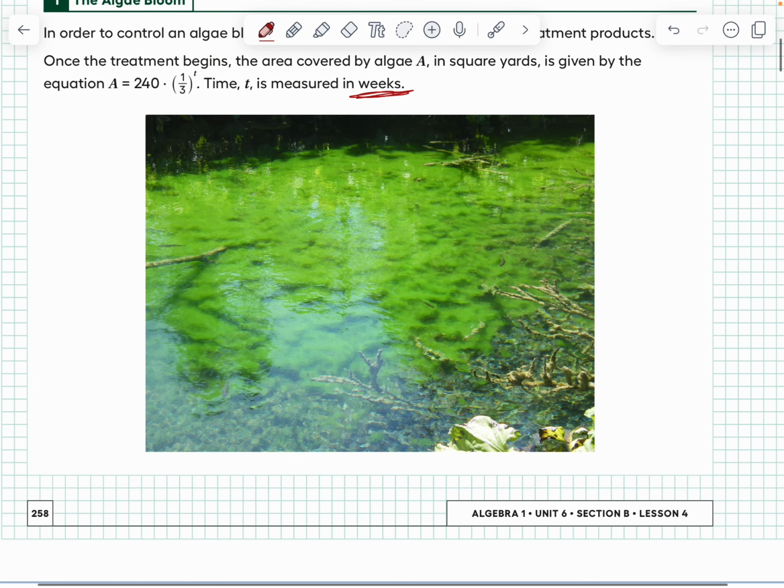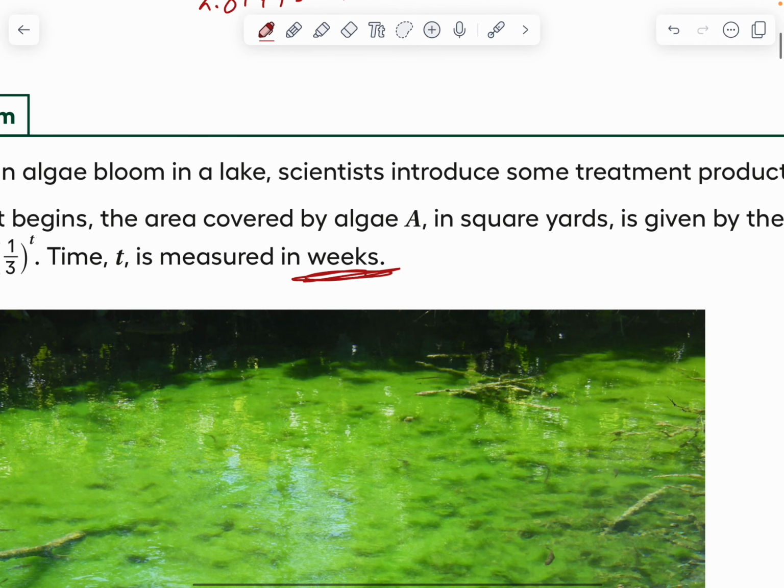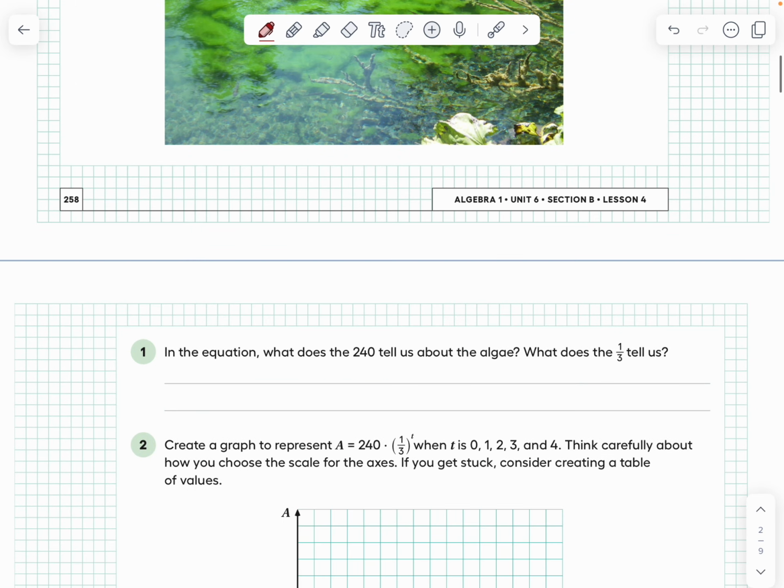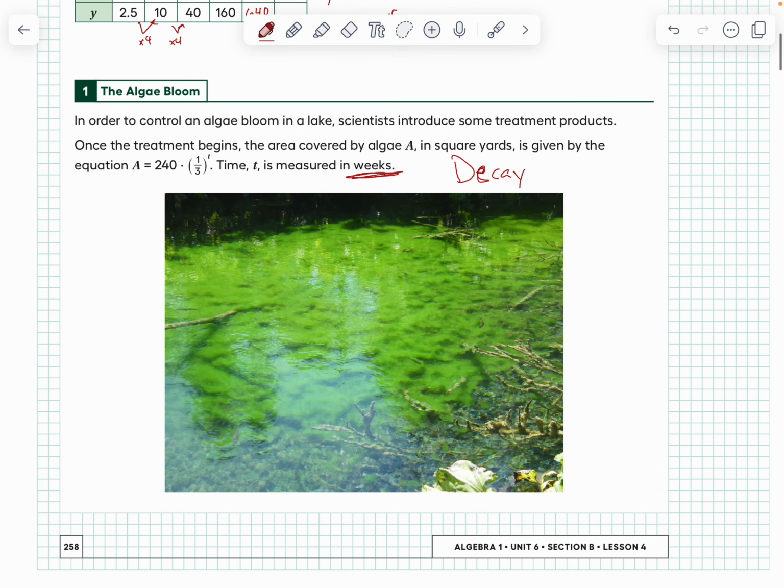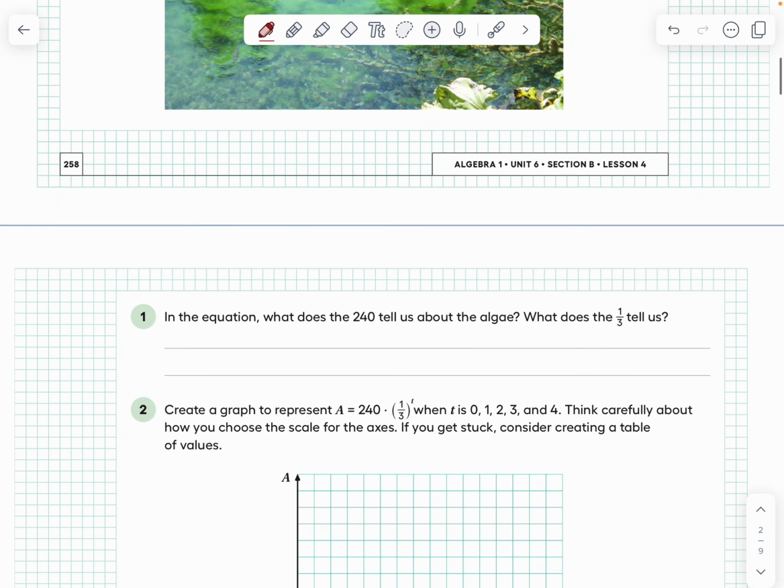Okay, so what they're doing is they're killing off the algae. We would call this decay. This is what we're focusing on today, exponential decay. All right, so in the equation, what does the 240 tell us about the algae? Well, let's come on back up. It says the area covered by algae in square yards is A, right? So this must be the original area.